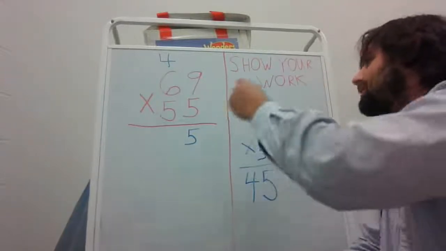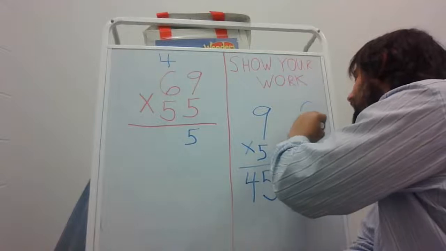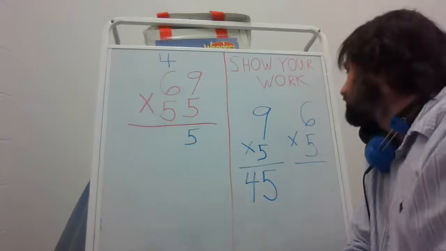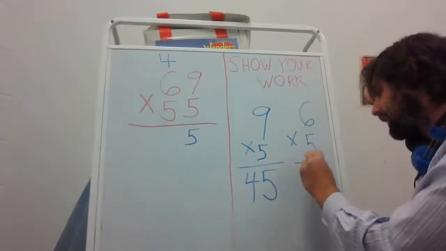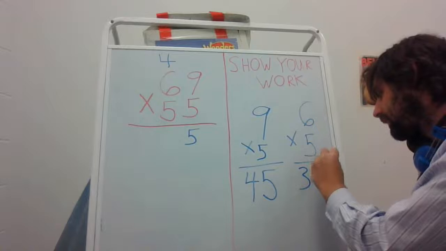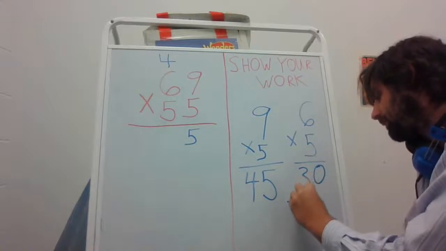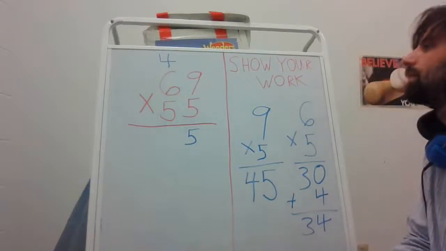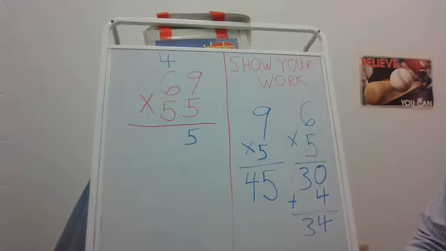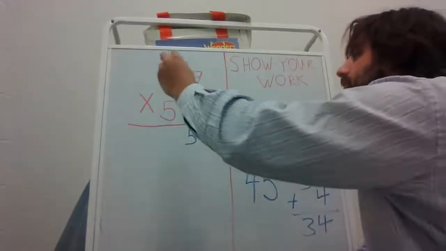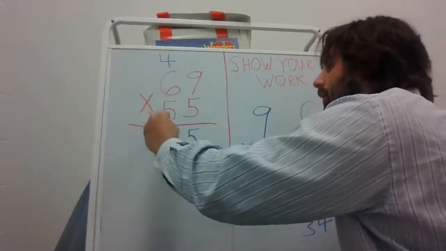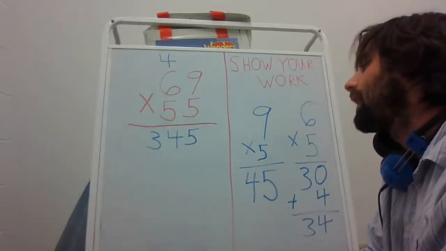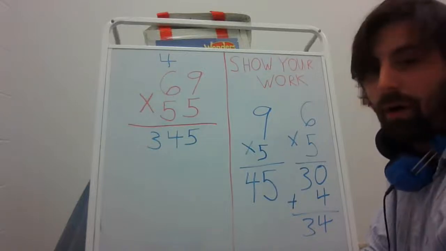So now we have to multiply 6 times 5. And then after we multiply 6 times 5, we have to add the 4 that we carried over to our answer. So 6 times 5 equals 30. 30 plus 4 equals 34. So we are going to put our 34 in front of the 5. So far we have our answer for 69 times 5, but we are not done yet.